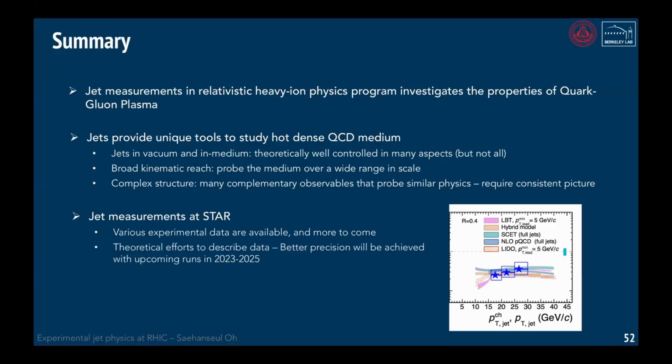Jet measurements in the relativistic heavy ion physics program investigate the properties of quark-gluon plasma, and jets provide a unique tool to study the hot, dense QCD medium. In particular, jets in vacuum and medium are theoretically well controlled in many aspects, and have a very broad kinematic reach and probe the medium over a wide range in scale. Jets have a complex structure, so there are many complementary observables that probe similar physics, and they require a consistent picture.